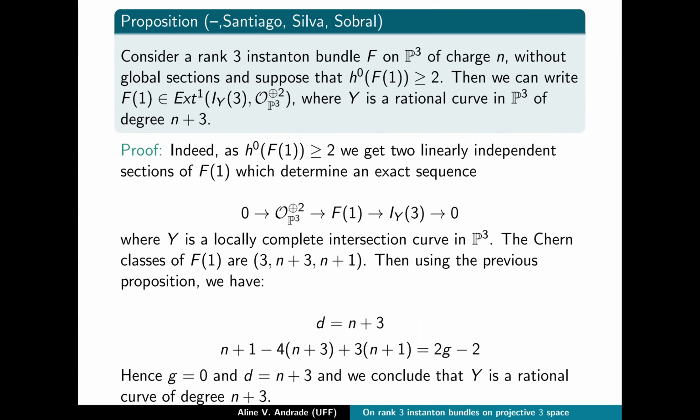Okay, so I can take a rational curve and obtain an instanton bundle, and I can take a rank 3 instanton bundle and obtain a curve. This will be very useful for us in a few months.